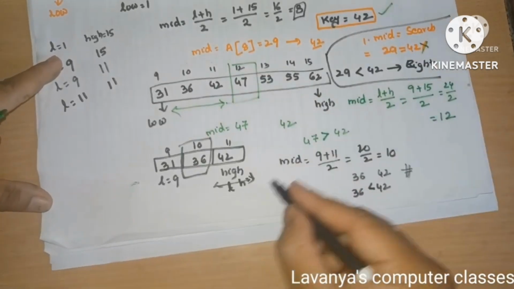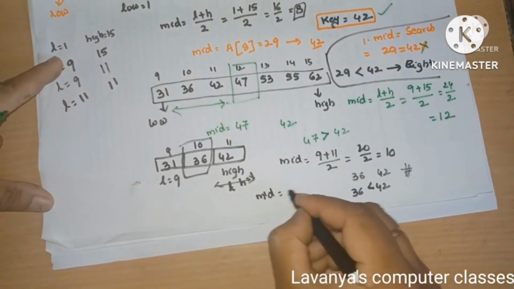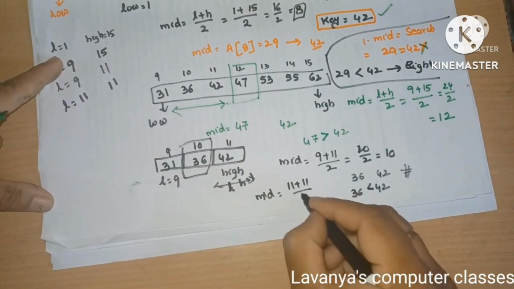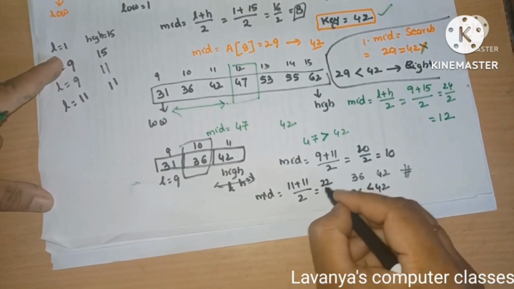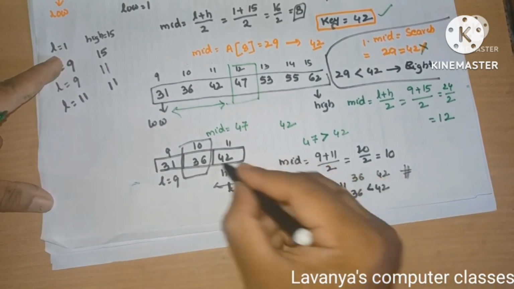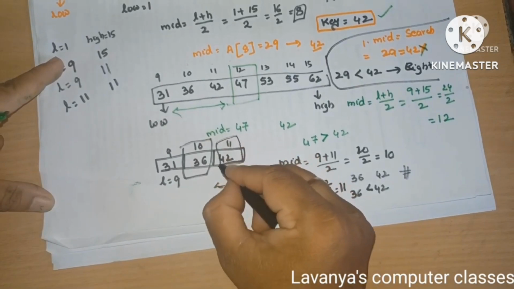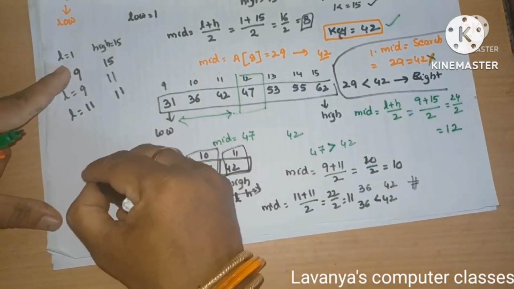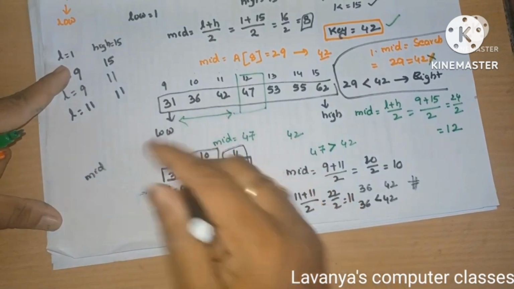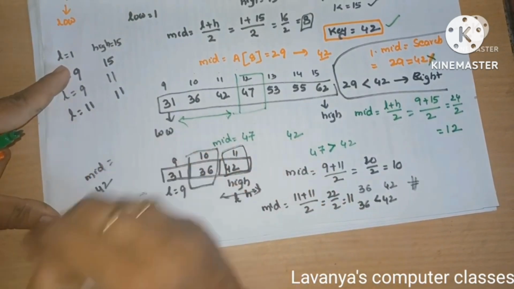So, again calculate mid. Mid is equal to 11 plus 11 by 2. That is 22 by 2. That is 11. So, what is our middle element? The middle element is 11. Middle element is 11 means what is at the 11th position? That is 42. Mid element is 42.